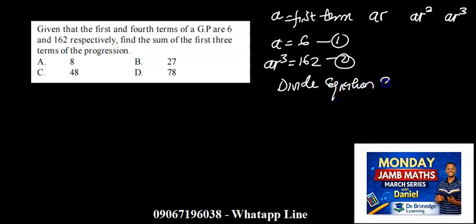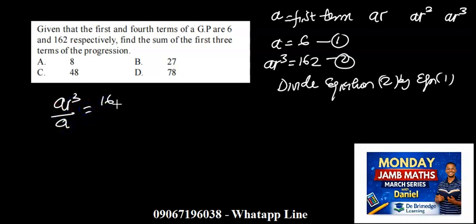I'm going to divide equation 2 by equation 1. So this is going to become AR cubed divided by A is equal to 162 divided by 6. A will take off A and I'm left that R cube is equal to, now let's divide this.